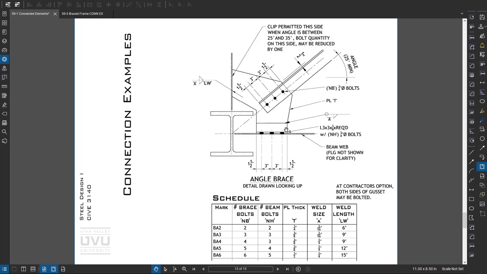And then based on different marks, so sometimes when I do connection design, I'll actually be a little more specific on the plans about which brace connection to use. There's a schedule here that identifies how many bolts in the brace, how many bolts here, size of weld, length of weld, etc.